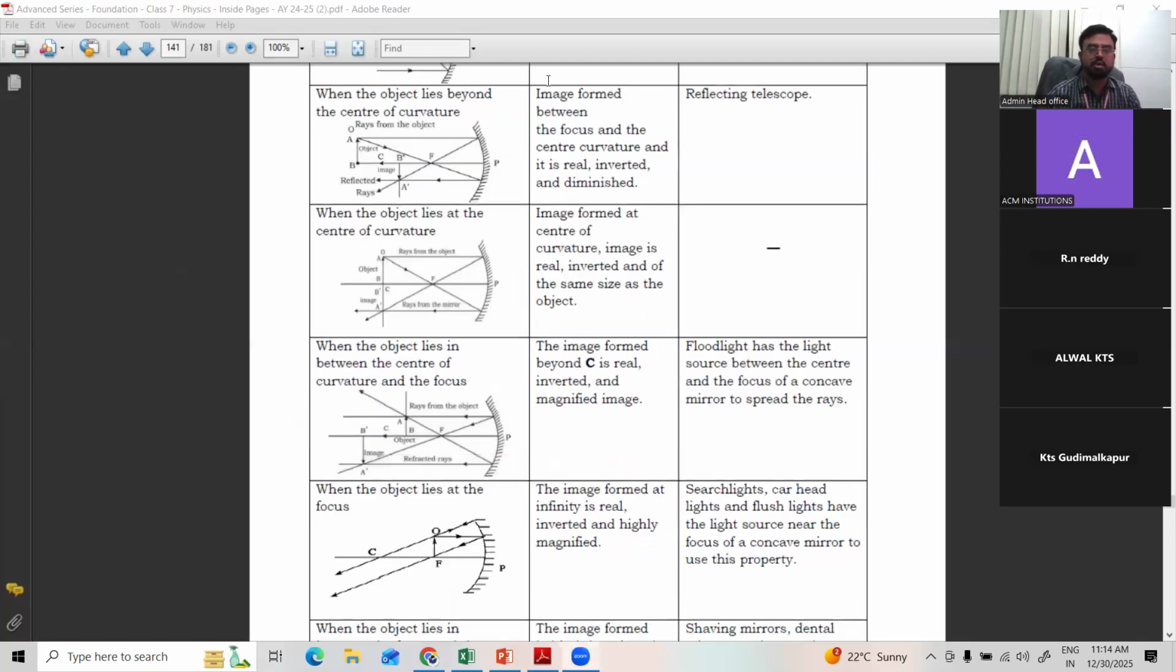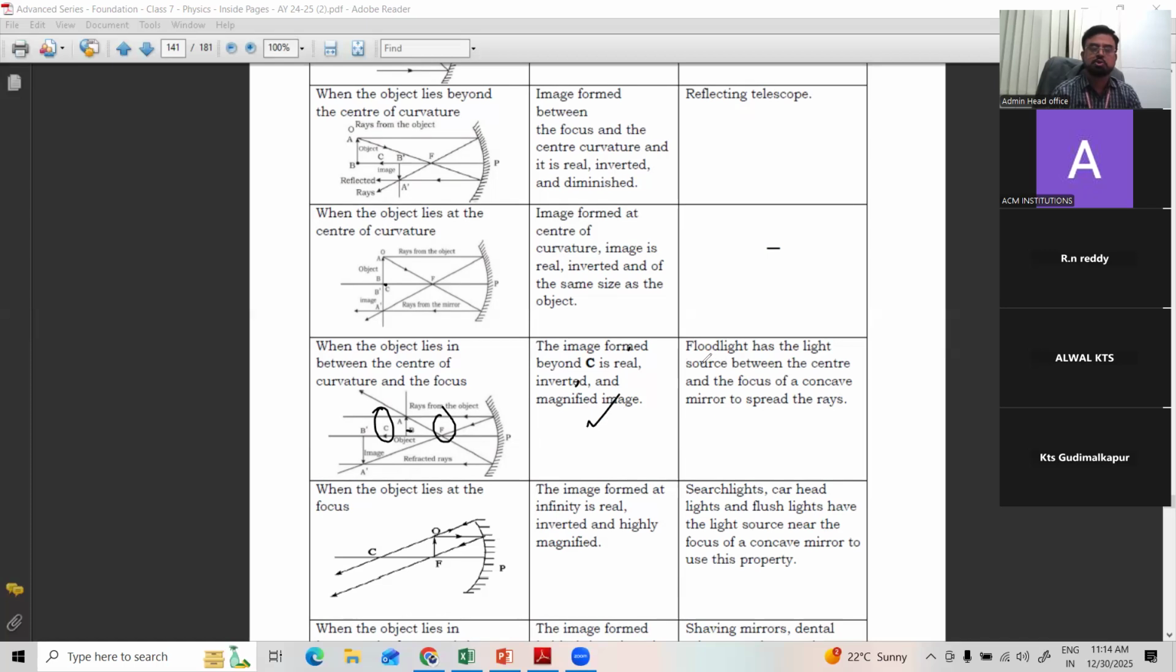When you go for the next one, when the object lies between the center of curvature and the focus, that means from the center of curvature you move a little forward. So this is the focus, this is the center of curvature. Place the object in between here. The image formed is beyond the C, which is real, inverted, and magnified. It's not diminished, it's magnified, more than the size of the object.